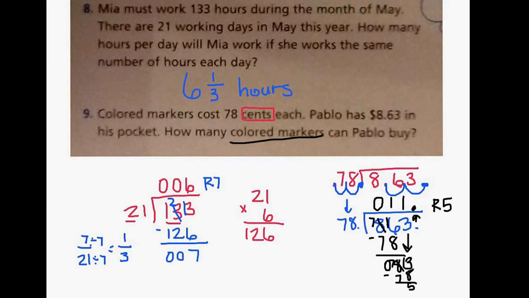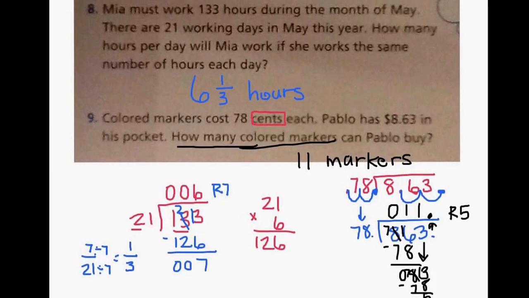The question says, how many colored markers can Pablo buy? Well, I wouldn't tell Pablo you can buy 11 markers, remainder 5. He can only buy 11 full markers, so he's going to have leftover cash or leftover cents. So in this case, my answer for this problem is 11 markers. I actually ignore the remainder because we can't buy part of a marker. We're just going to buy 11 full markers. And that's our final answer. So in this case, we ignored a remainder.